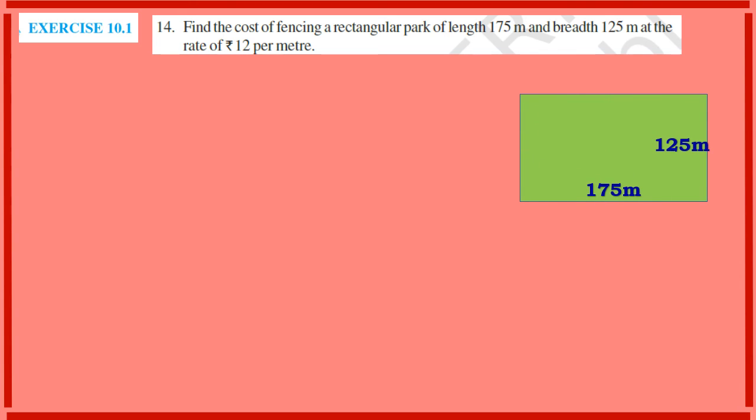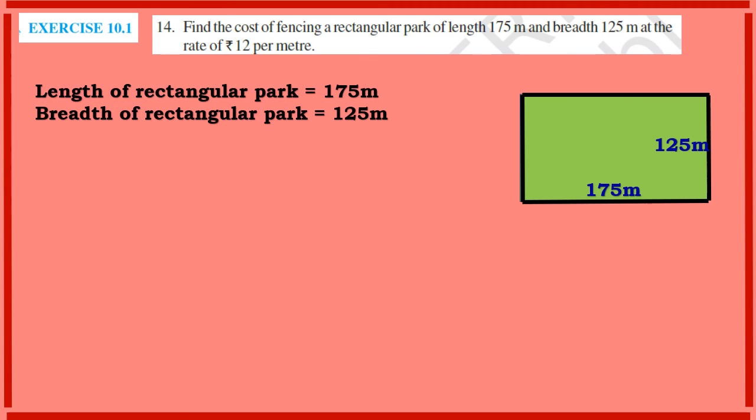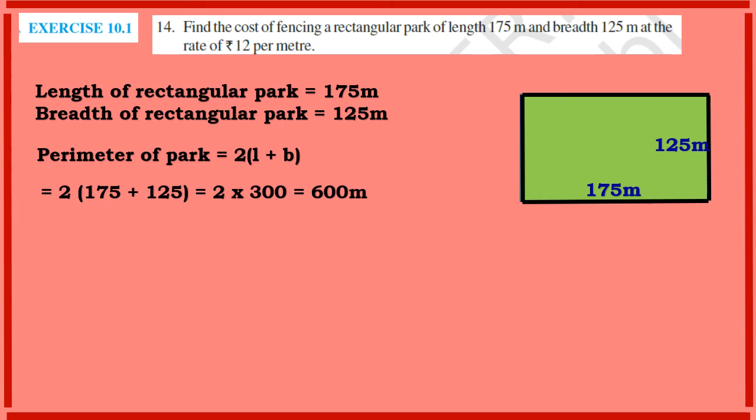So the length and breadth of the rectangle are given, so you can find the perimeter. Because it is a fence, we first have to find the total length of fence. For that, we have to find the perimeter of the park. Perimeter is 2 into (L plus B), 2 into (175 plus 125), which is equal to 600 meter.